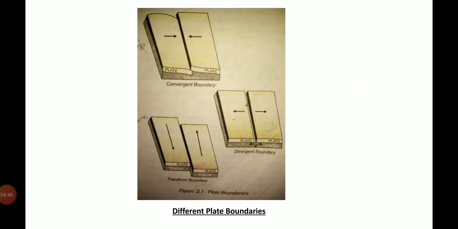Here we see the 3 types of plate boundaries. First one is convergent, second one is divergent and third one is transform. The arrows demarcate the movement of the plates. The first one is the convergent boundary, where 2 plates come towards each other. Second one is the divergent boundary, where two plates move away from each other. And third one is the transform boundary, where two plates move parallel to each other.